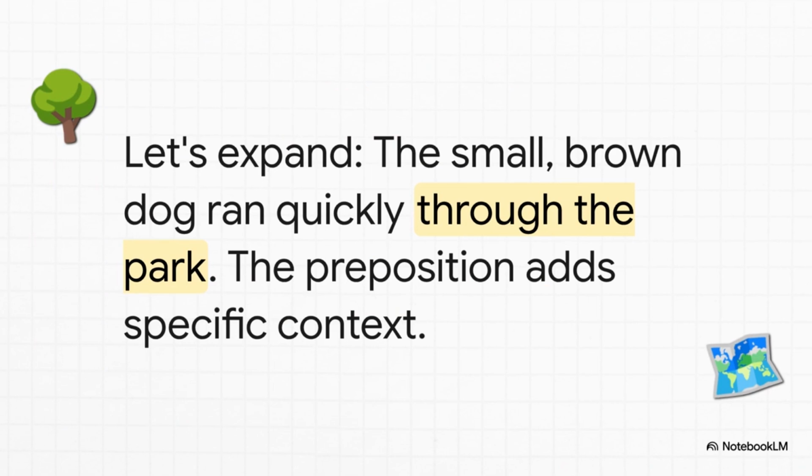The small brown dog ran quickly through the park. That little preposition, through, connects the noun park to the action, telling us exactly where the dog was running. Our sentence just got a whole lot more specific.